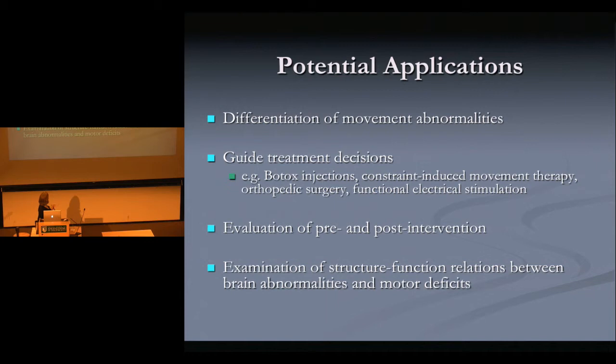This will help guide treatment decisions for upper limb abnormalities in children with cerebral palsy. The main treatment options would typically be Botox injections, constraint-induced movement therapy, which is where you would constrain the less impaired arm and force the child to use their more involved arm to strengthen the white matter tracts. Orthopedic surgery or functional electrical stimulation, which is electrodes placed over the muscles that are activated at a specific time to elicit movement.